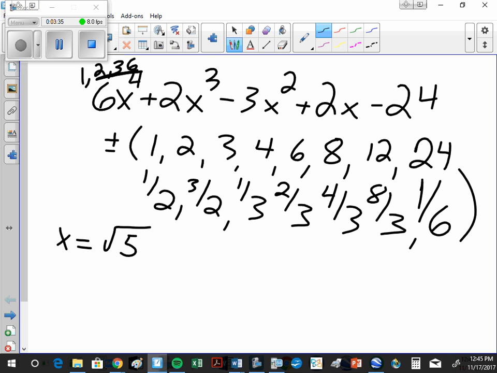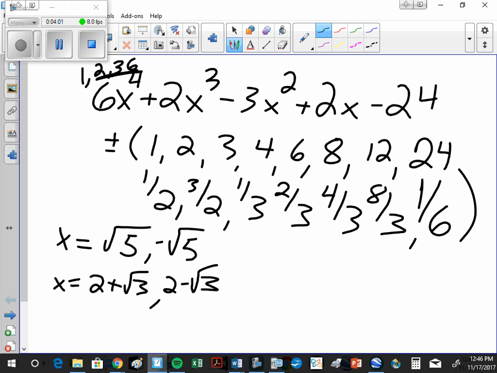But if you have one irrational root, you actually have 2. So if one of them is the square root of 5, what's the other one? Negative square root of 5. And if I had x equals 2 plus the square root of 3, what would the other root look like? 2 minus the square root of 3. The irrational roots always come in pairs.